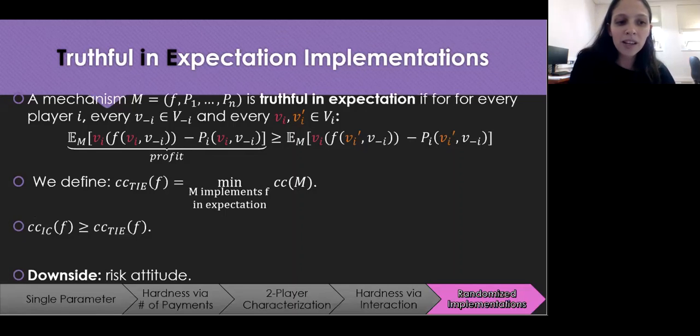And one prominent downside of truthful in expectation mechanisms is that we expect that players are truthful only if they are risk neutral. If they are risk averse, they may want to misreport their values in order to reduce or eliminate the risk of a large payment.